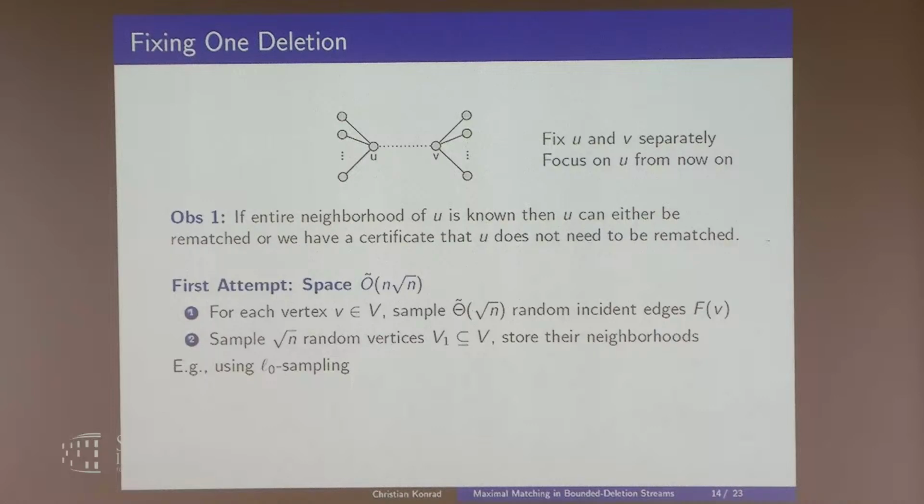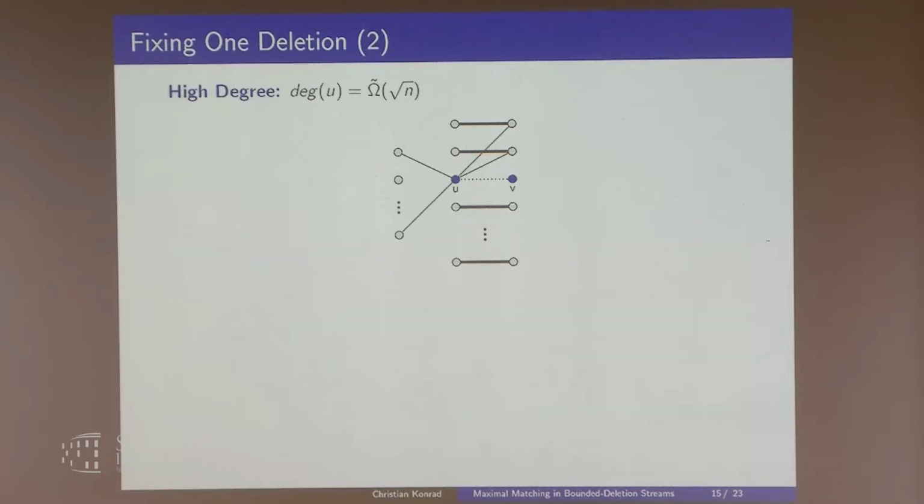Then, okay, so what's going to happen? Let's have two cases. First case, suppose the degree of U is actually just O tilde root n. Then for every vertex, we already stored root n incident edges. We're done. We know the entire neighborhood, so we're good. So there's no problem in this case. The interesting case is really when the degree of U is larger than root n.